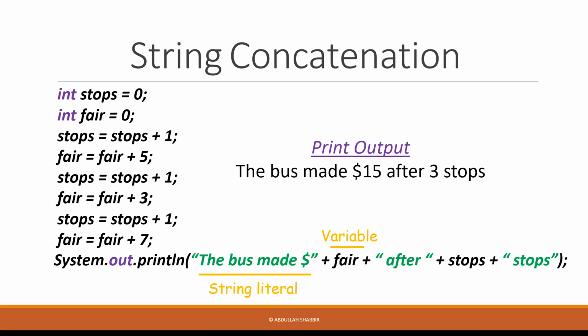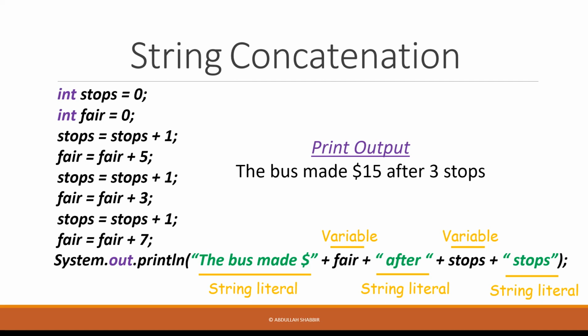Then another string concatenation is happening here, but this time it's concatenating a string literal. So that prints out exactly as it is, and then another string concatenation with the variable stops is happening. So Java goes and looks up what's stored inside the variable stops, which happens to be 3, and that's what prints out. And then finally the string literal "stops". So with this instruction our output becomes The bus made $15 after 3 stops.